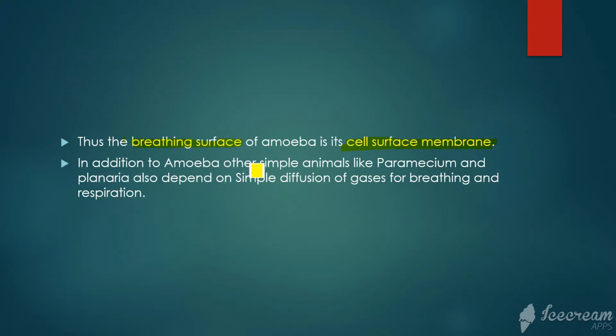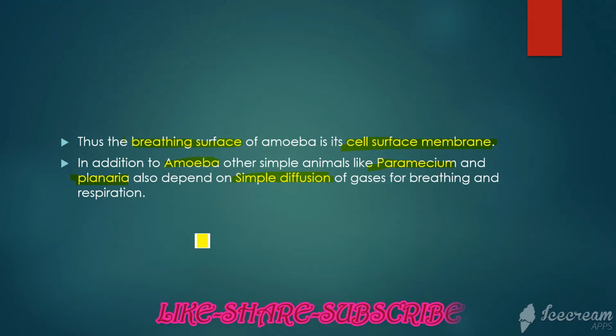In addition to amoeba, other simple animals like paramecium and planaria also depend on simple diffusion of gases for breathing and respiration. Amoeba is one organism we studied. Similarly, there are animals like paramecium and planaria. How will respiration happen in them? By simple diffusion. So what is their mode of respiration? Simple diffusion of gases for breathing and respiration. Breathing will also happen through simple diffusion.